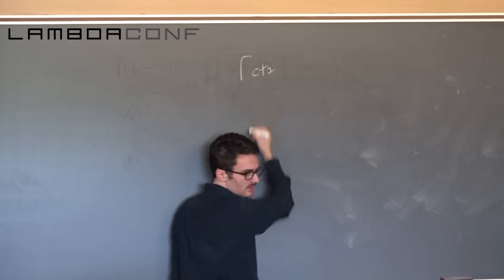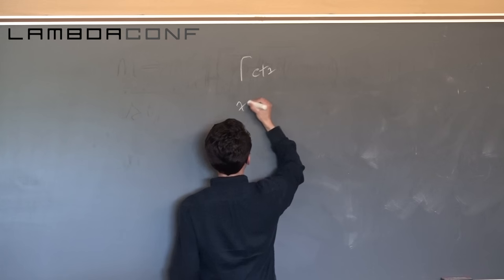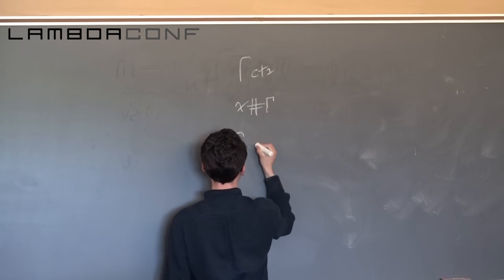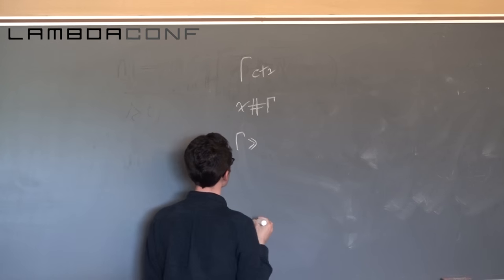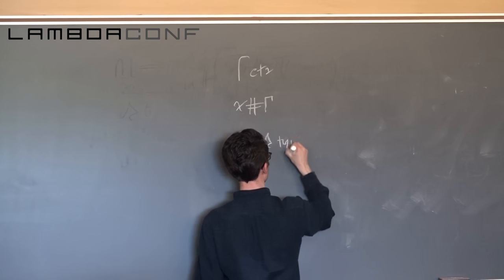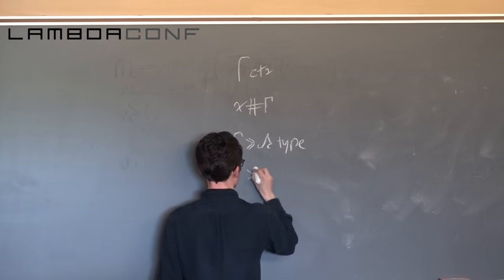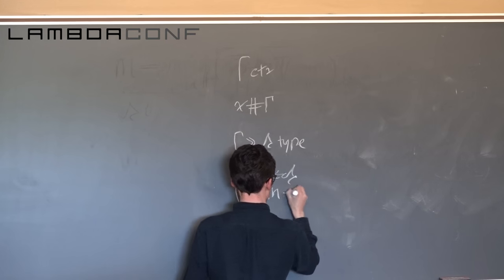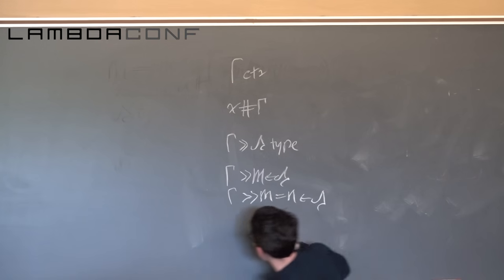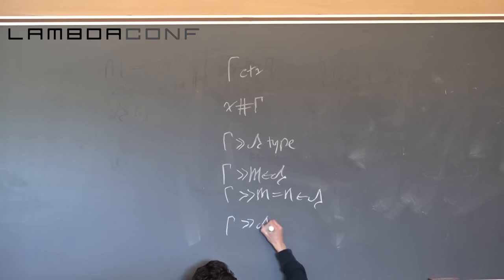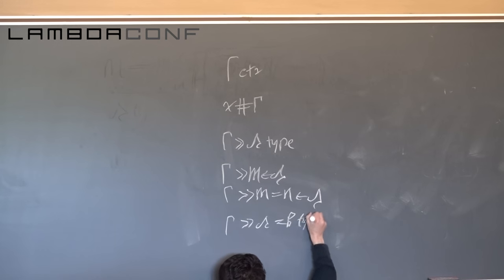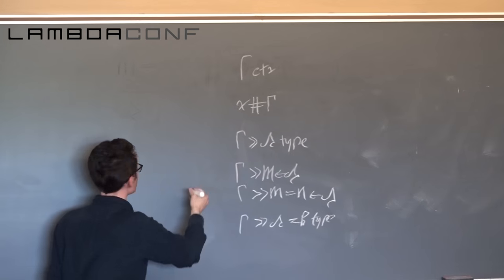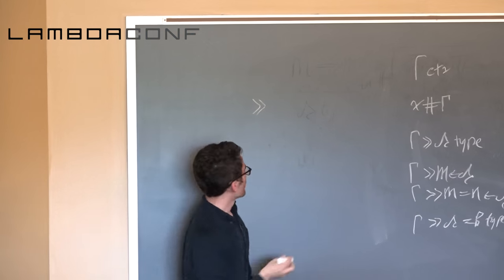And there are several other ones that we will have to define. X is fresh in gamma, and gamma entails A is a type, and gamma entails M in A, gamma entails M equals N in A, and lastly, gamma entails A equals B as a type. So we've got to re-explain all the categorical judgments with respect to a sequent. And note that I'm using this symbol here for the sequent. You can also use this one.